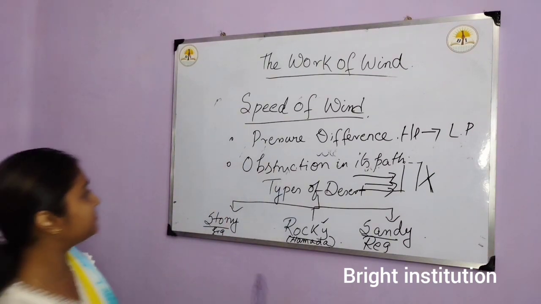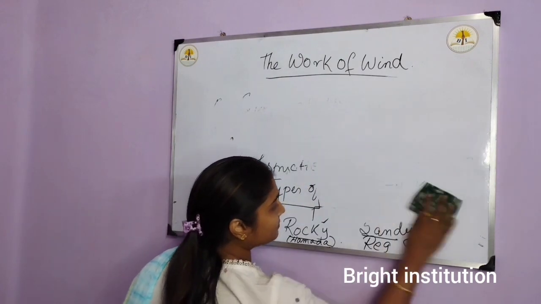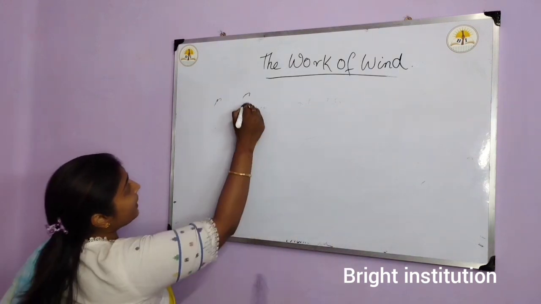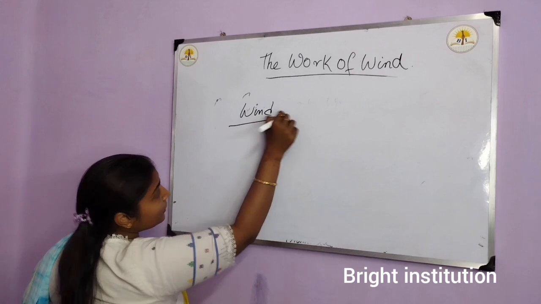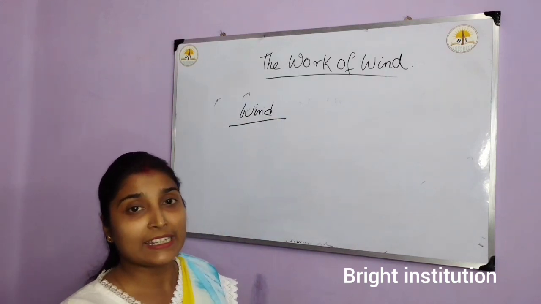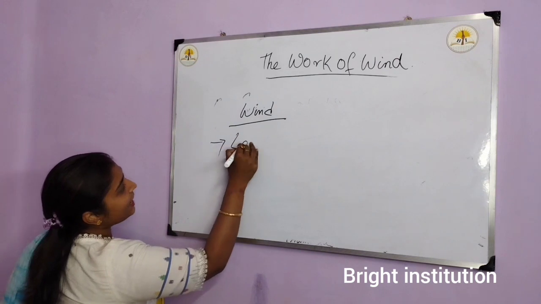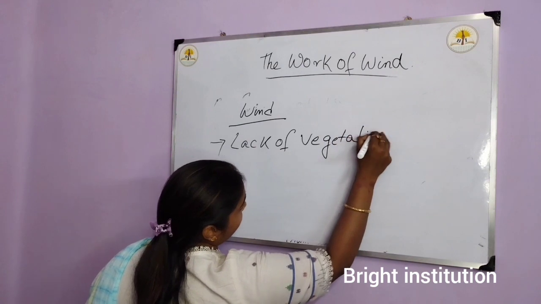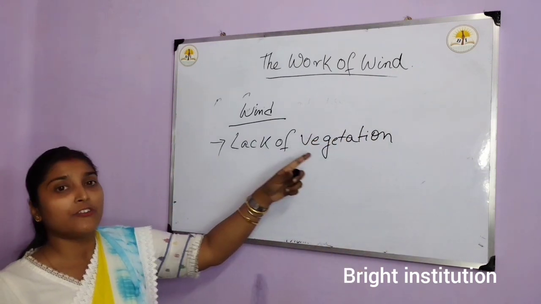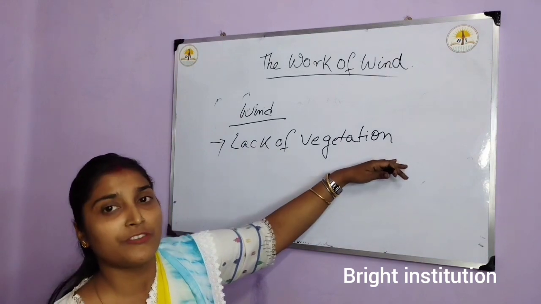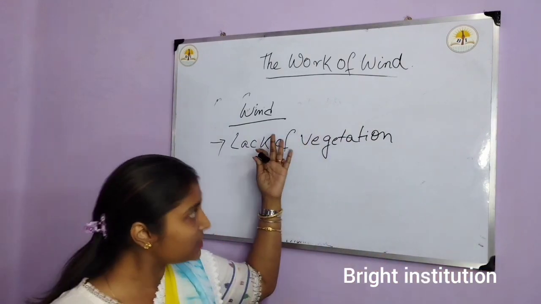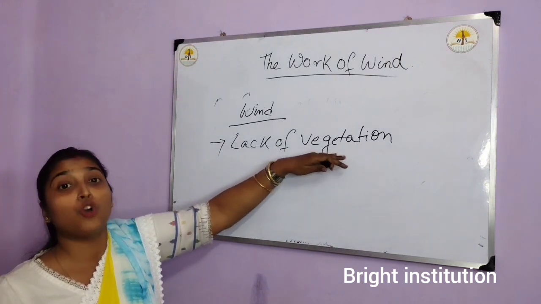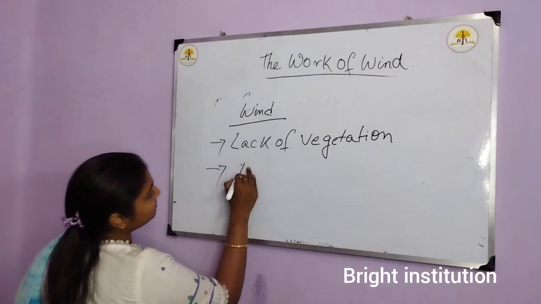Next we will discuss why the wind action is much more prominent in the desert areas. So first will be the lack of vegetation. The first one is a lack of vegetation, meaning you will see a very small amount of vegetation present. Where is it present? In the desert areas. If you see a lack of vegetation in the desert areas, the wind action is much more dominant.